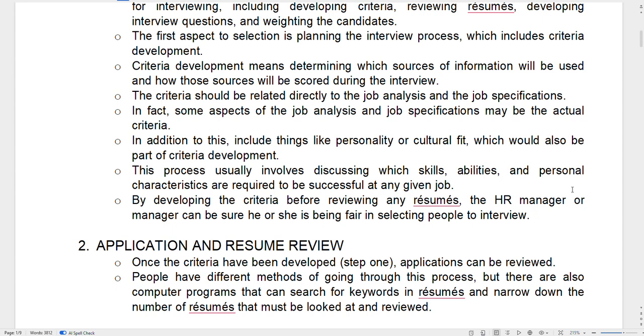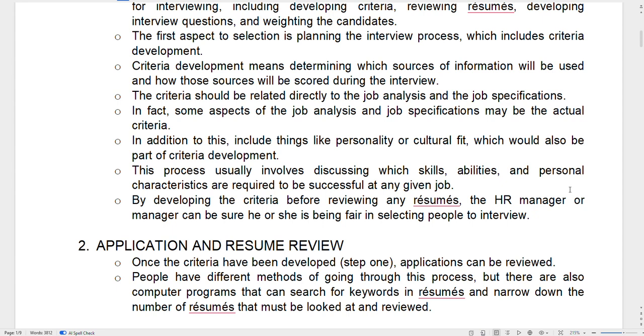Number 2, pagka nakaset na yung ating criteria, number 2 is the applications and resume review. Ito na, dito pa lang tayo papasok. Once we already set the criteria, saka pa lang tayo mag-re-review ng mga resume. Okay? People have different methods of going through this process, but there are also programs that we can use. Just search keywords in resumes and narrow down the number of resumes that must be looked for and reviewed. So, depende na yan sa inyo.